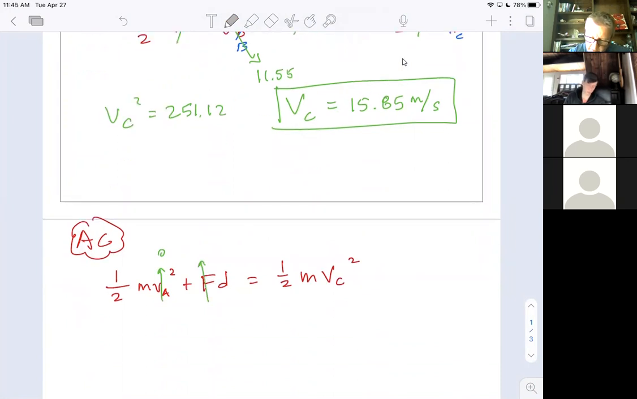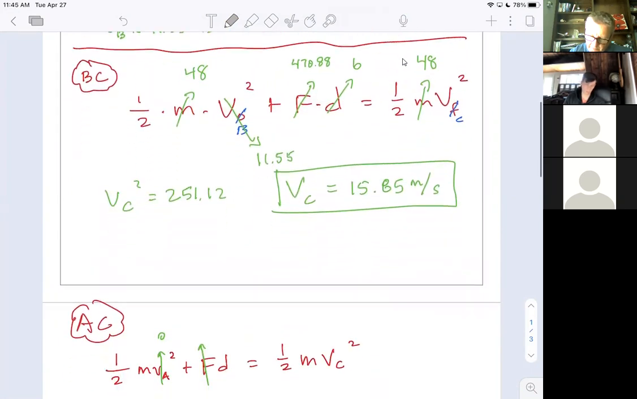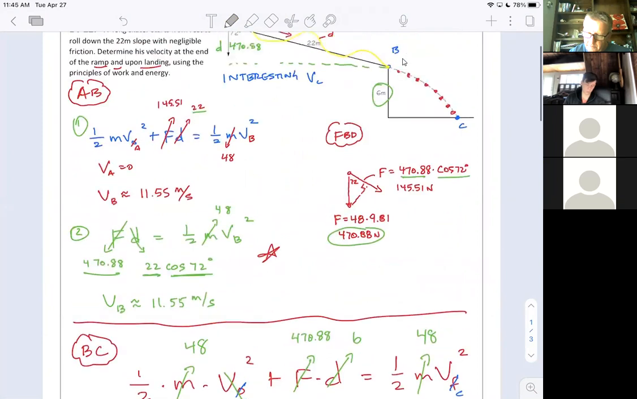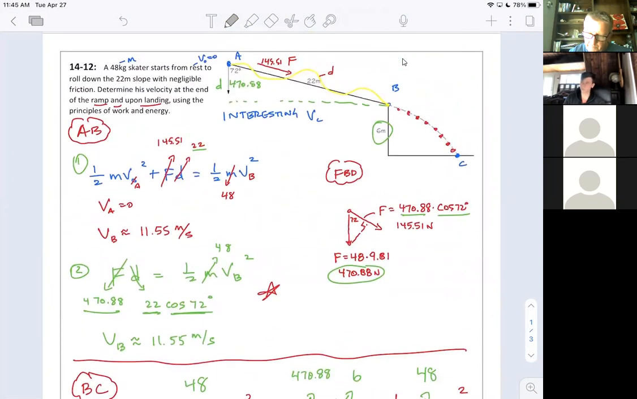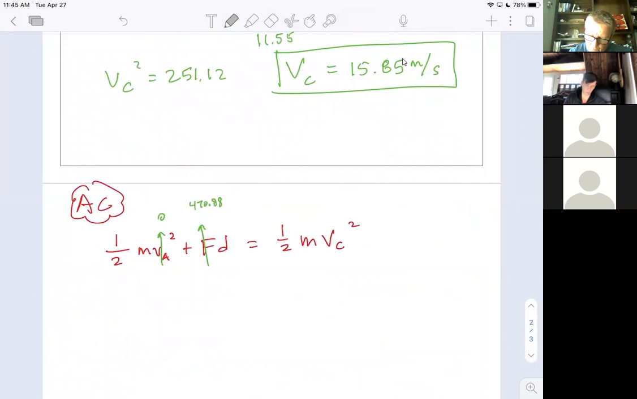And for force, we said we have a total force of 470, and again, that's vertical. So 470.88. But then my distance, of course, is all these distances put together, which would be 22 times the cosine of 72 to get that first distance plus 6. You okay with that? So 22 times the cosine of 72, that's the top distance, plus 6 in the bottom, whatever that is. And then again, my mass is 48. So I could just go straight to the bottom and see what I get here.